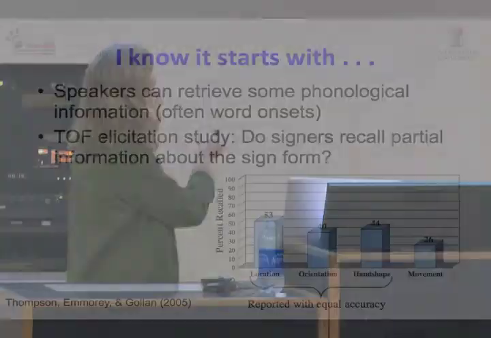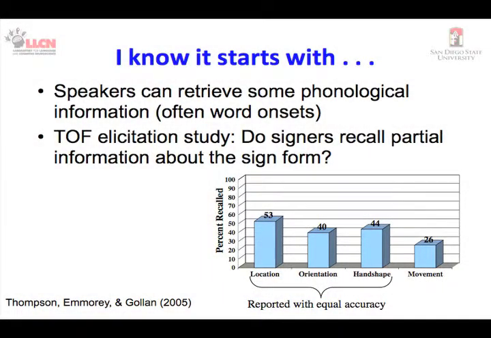It's this bundle, location, orientation. These are perceived roughly simultaneously when you're understanding a sign. And so you can think of them as the onset of the sign. What unfolds over time is the movement. And that was the feature that was least recalled in these TOF experiences. And so what that tells us is that parallel to spoken language, the retrieval process is very similar, that there's something very salient about the onsets of either words or signs.